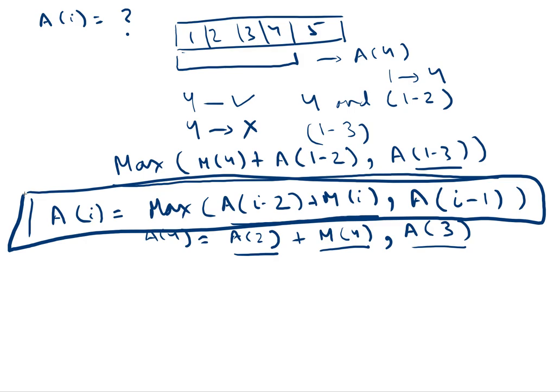And now let's look at the example which has been given in the question, where we have 5 houses on the street with values as 2, 7, 9, 3 and 1, and by simple substitution you will be able to find out the value of a5, which is what we are looking for.